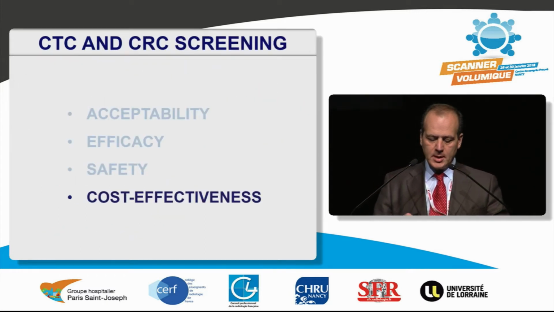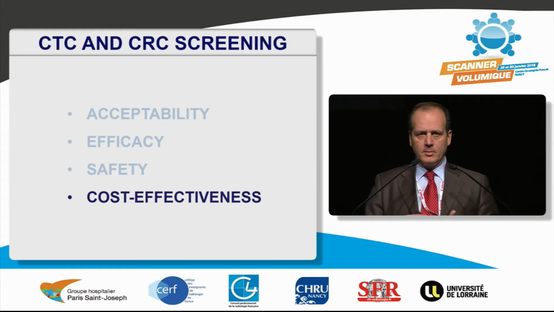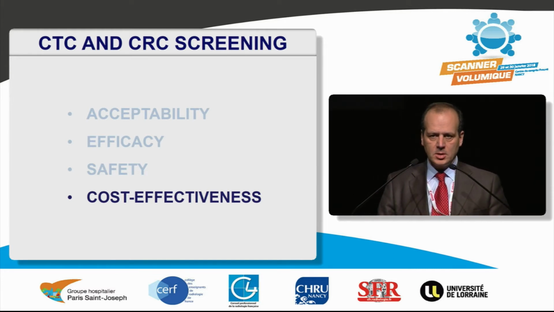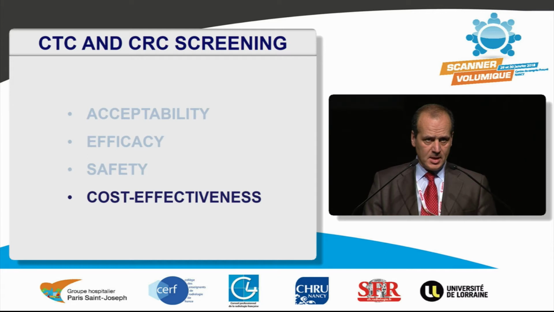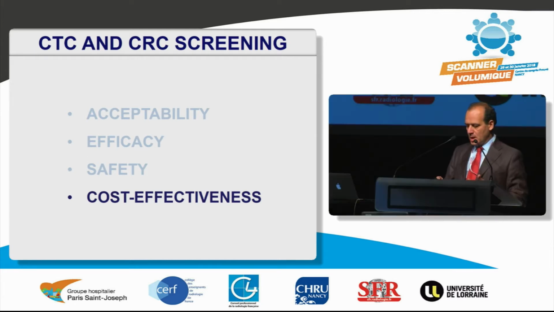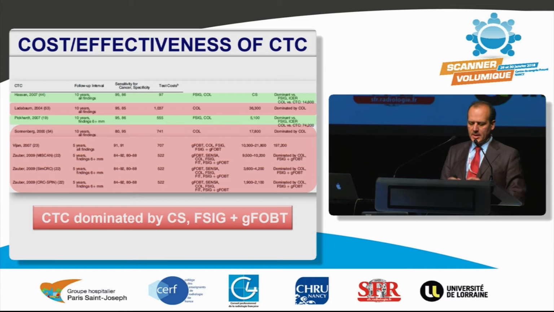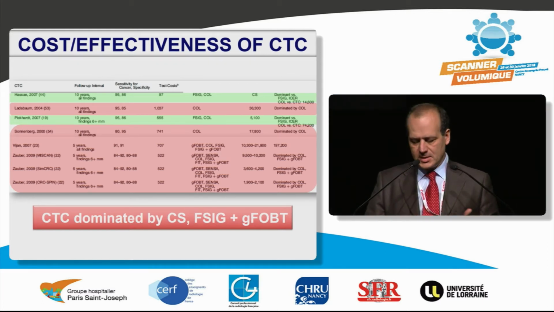And the last point is cost effectiveness. We can be a good test, we can be a test accepted by patients, we can be a safe test, but if we cost too much, we cannot afford it as a screening test. Well, in terms of cost effectiveness, most of the papers published in the literature, which were based on mathematical models, show that CTC was dominated by colonoscopy or a combination of fecal occult blood test and flexible sigmoidoscopy. So we were too expensive.